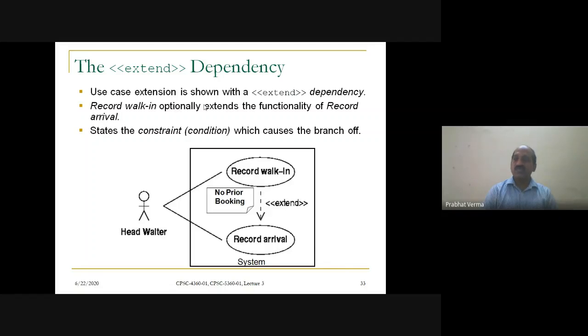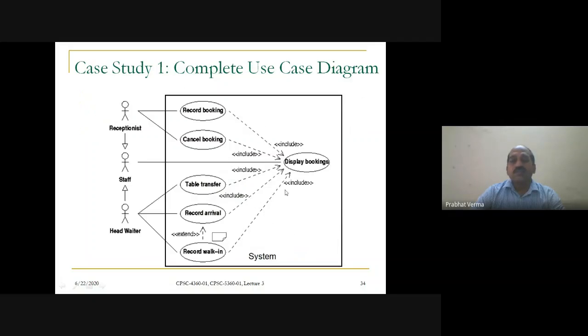So something is shared between record arrival and record walk-in. So rather than depicting it as a separate independent use case, we shall show it as an extended use case from record arrival. That way we are representing these two use cases. Here we are showing the constraint also, that is no prior booking. For record walk-in, for walk-in customers, there is no prior booking. So this is the constraint that is associated with walk-in customers. This way we can aggregate all these concepts into this diagram.